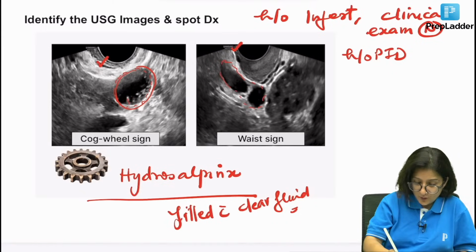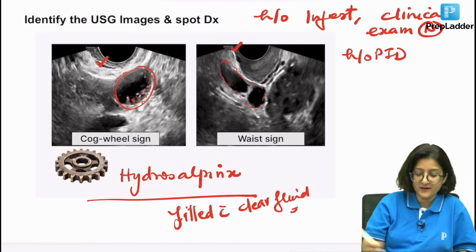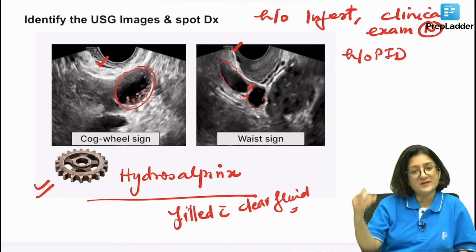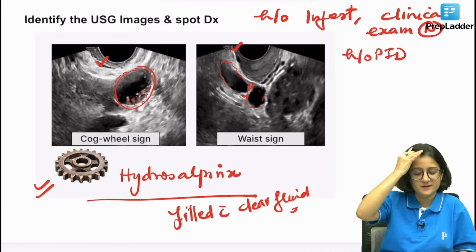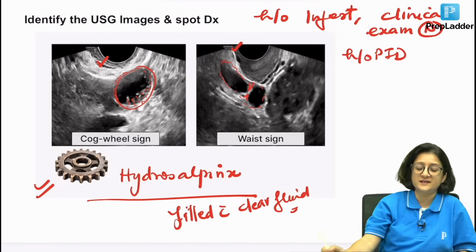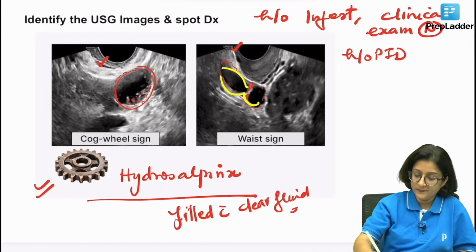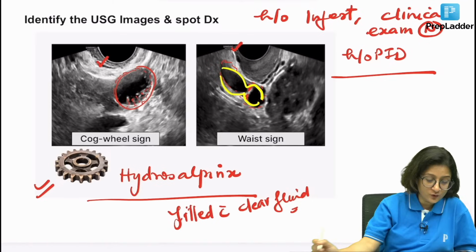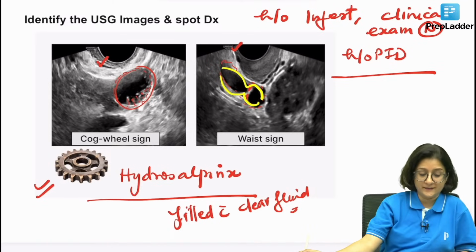There is tubal damage, there are adhesions. See, these small adhesions. This is the cogwheel sign. Septa inside, those are incomplete adhesions. This is what we call the waist sign, like the waist of a woman. So, you will be able to tell me hydrosalpinx if I gave you this clinical context.